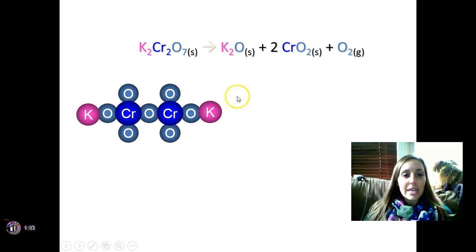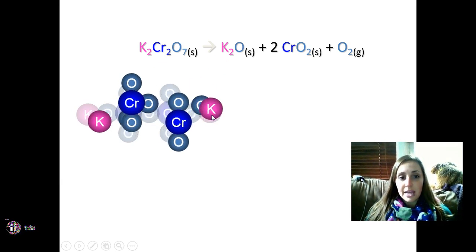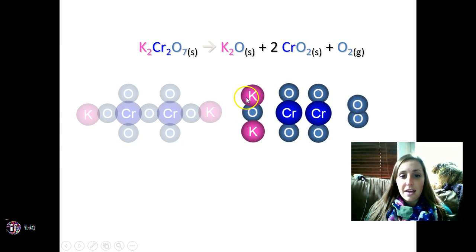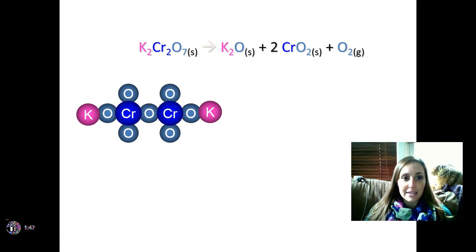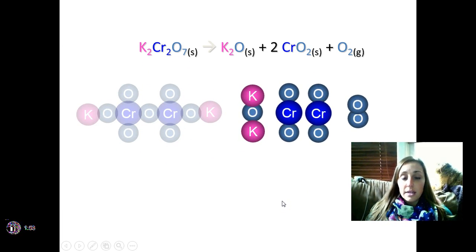Anyways, all right, so in my 1 potassium dichromate here, I have 1, 2 potassiums. And then in my products, I have 2 potassiums. So I didn't create or destroy any potassium, so that follows the law of conservation of mass. Let's look at the chromium, Cr, 1, 2. Rearranges, and I still have 1, 2 chromiums.